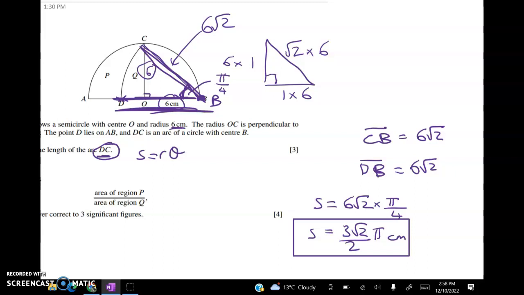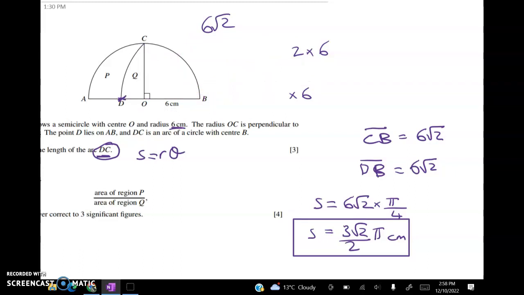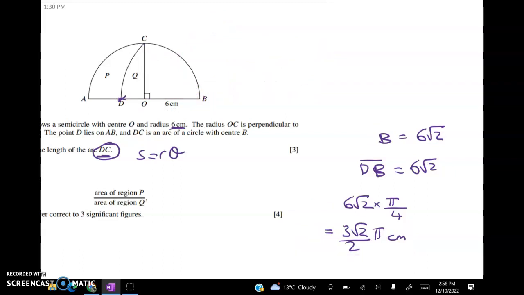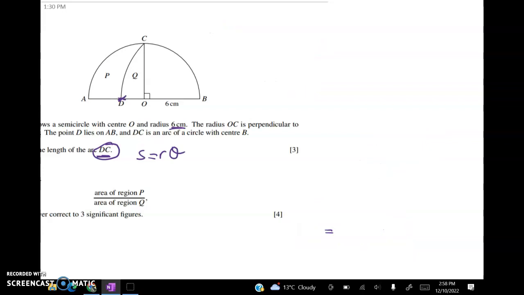Now, you could turn that into an approximate value if you wanted to. Just remember to round it to 3 significant figures. I just left it as an exact value, and that's what the mark schedule did. So far, so good. Let's get rid of some of the mess on here and see how we can draw out what we have to do next.